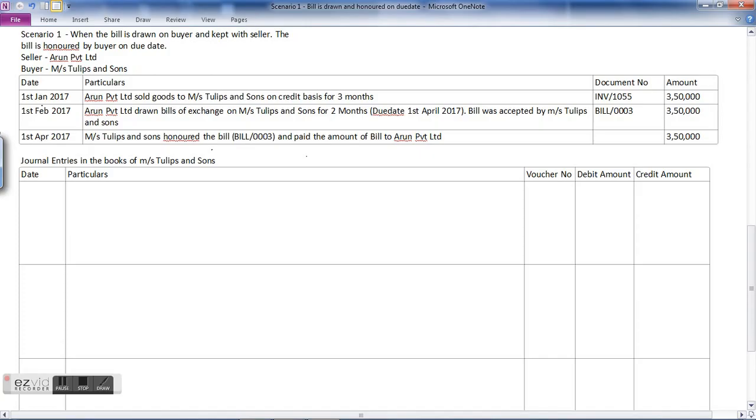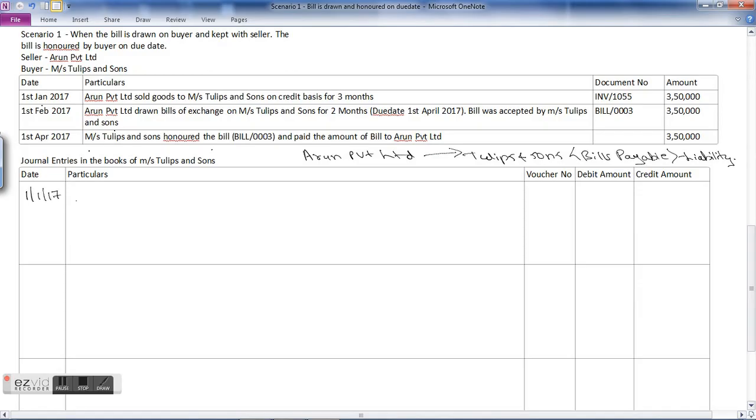So as explained earlier, what has happened is Arun Private Limited has drawn the bill of exchange on Tulips and Sons. So for Tulips and Sons, since the amount of the bill is payable, the bill is known as bills payable, and it will be a liability. Since the amount is payable on the due date, it is known as bills payable, and it will be a liability for Messrs. Tulips and Sons. So now let's pass the journal entries.